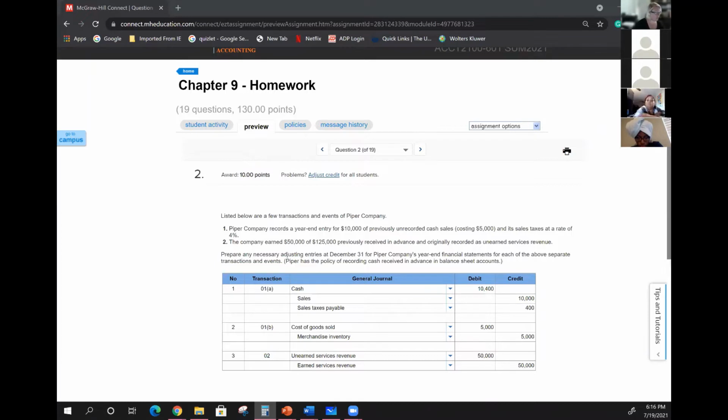Once I do the $50,000 service, I want to make sure to clear that and reduce my unearned revenue so it doesn't look like I owe $125,000 worth of service. So I need to do the opposite, which is a debit. And that's what entry number 3 is. Unearned service revenue is a debit for $50,000, and I credit earned service revenue for $50,000.